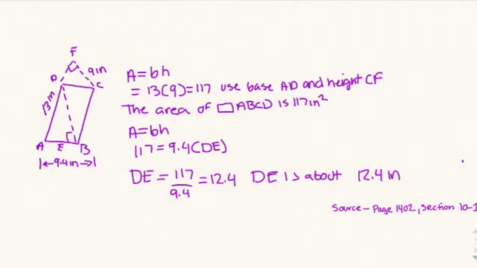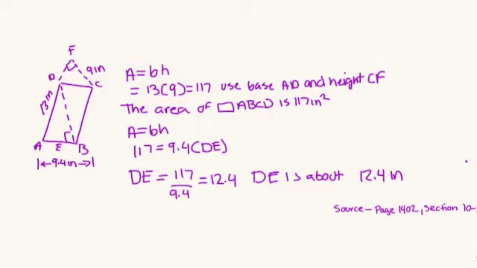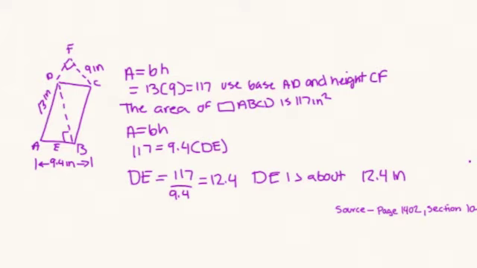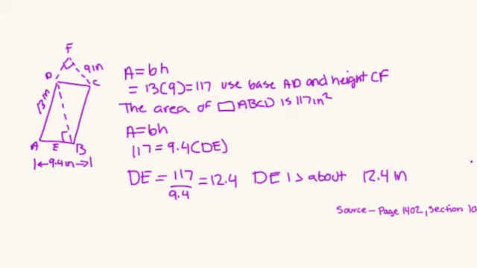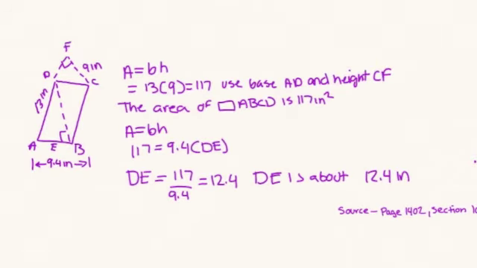In this practice problem, we will show you how to find the area of the parallelogram and find the missing dimension DE. First, find the area of parallelogram ABCD. Then use the area formula a second time to find DE. The area formula is A equals base times height. Plug in 13 for B and 9 for H, which gives you 117. The area of the parallelogram is 117 inches squared.